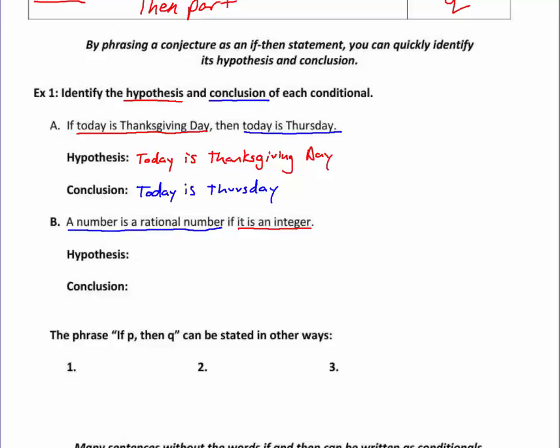Now when we write these out, it's a little trickier because our if part came second in our sentence, but that's more an English class kind of thing. That's just the way we wrote the sentence. It doesn't really matter. The if part is still the hypothesis, even though it didn't come first. So our hypothesis here is that it is an integer. Our conclusion is a number is a rational number.